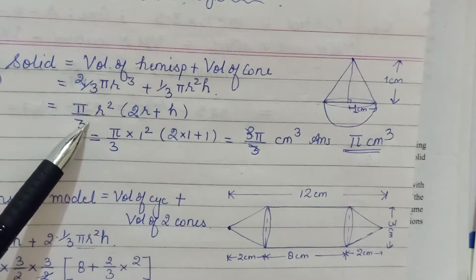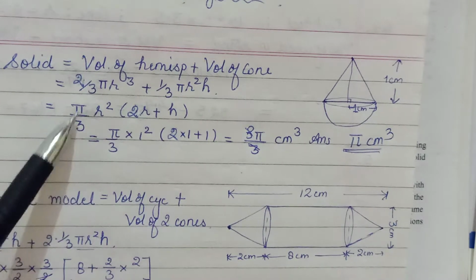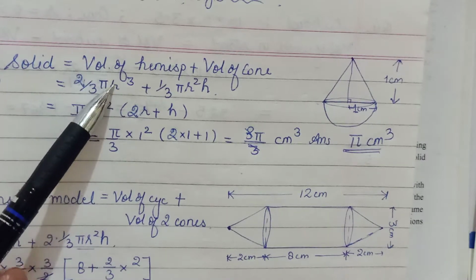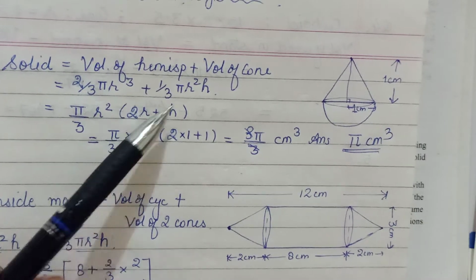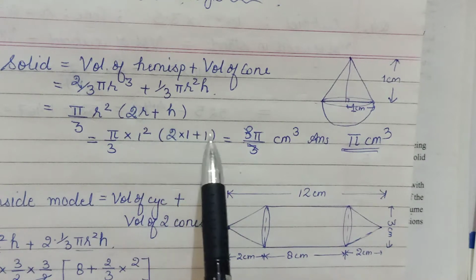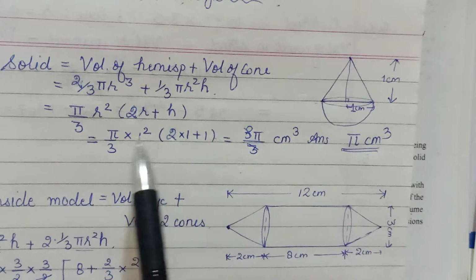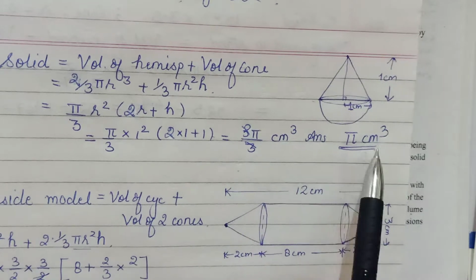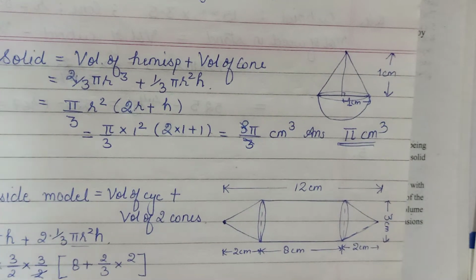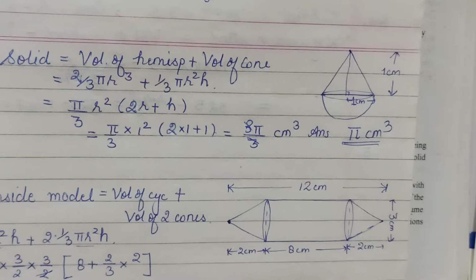So pi r square can be taken common. Rather, both of them have a 3 also, so pi by 3 r square common. You're left with 2 and 1: r will remain, so 2r from here and h from here remains. Put the values of r and h, both 1 each. It is getting cancelled all to give the answer as pi centimeter cube. It was said to give the answer in terms of pi only.